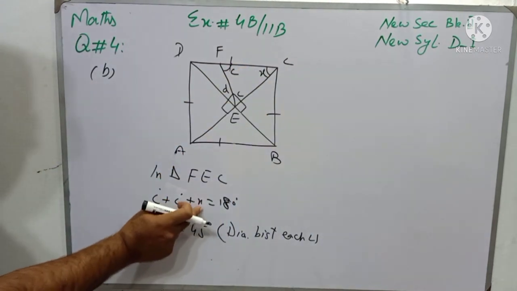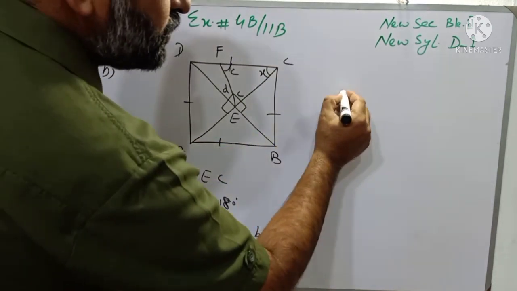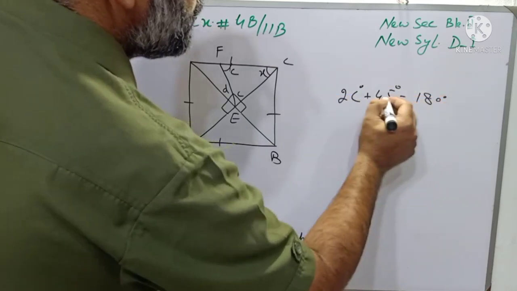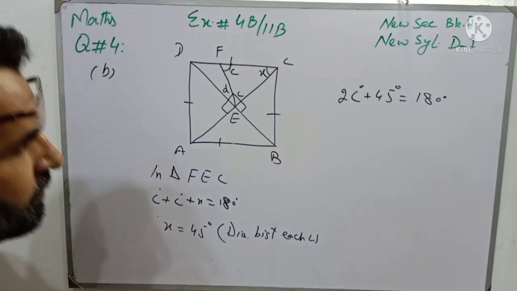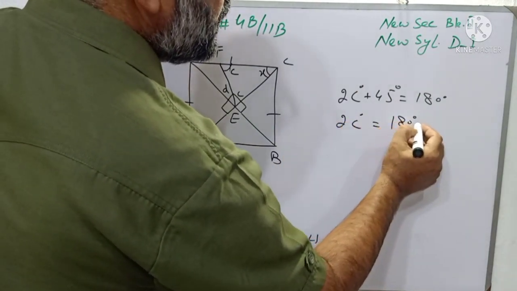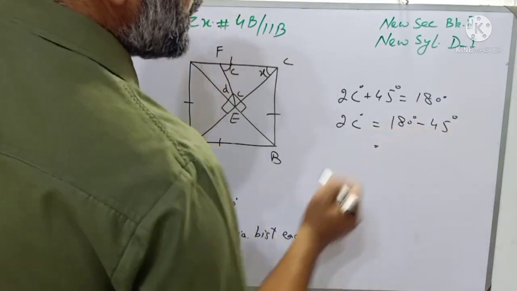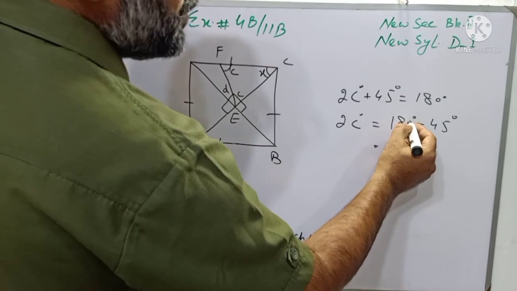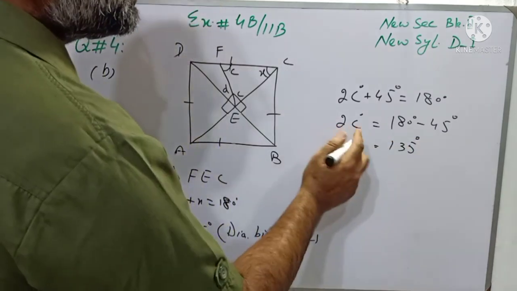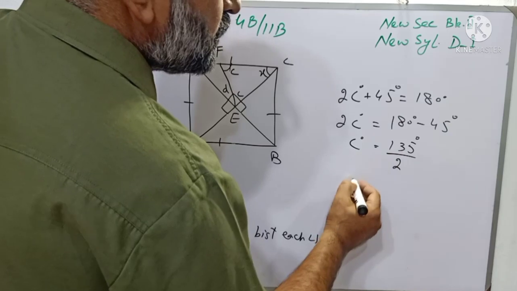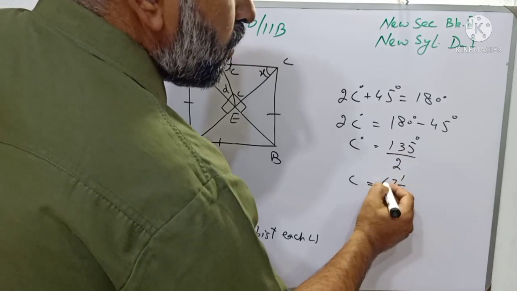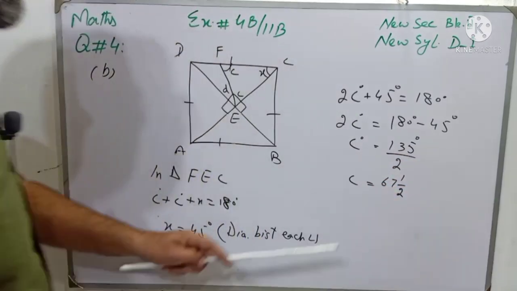Now students, I will put 45 in place of X. C plus C, meaning 2C degrees, plus 45 degrees is equal to 180 degrees. 45 is plus, when we transfer it to the other side it will become minus, and 2C degrees is equal to 180 degrees minus 45 degrees. Subtracting 45 from 180 we get 135 degrees, and 2 is multiplying, so when we transfer it to the other side it will divide. So the value of C will be 67 and 1/2.